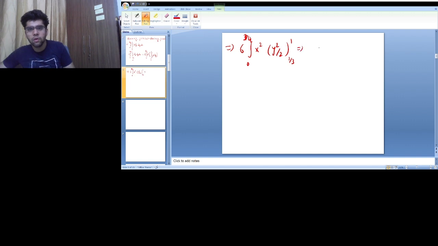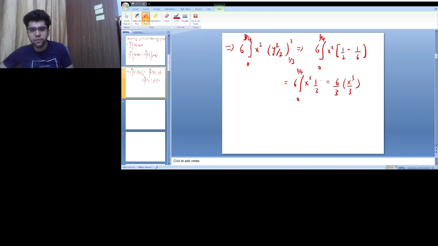So this becomes 6, 0 to 3 by 4, x square into 1 by 2 minus 1 by 6, right? So this gives me 3 minus 1 by 6, which is 2 by 6, that is 1 by 3. So this gives me 1 by 3, and this gives me 6. 1 by 3 comes out. This becomes x cubed by 3 if I integrate, and this was dx. We shouldn't forget writing dx.